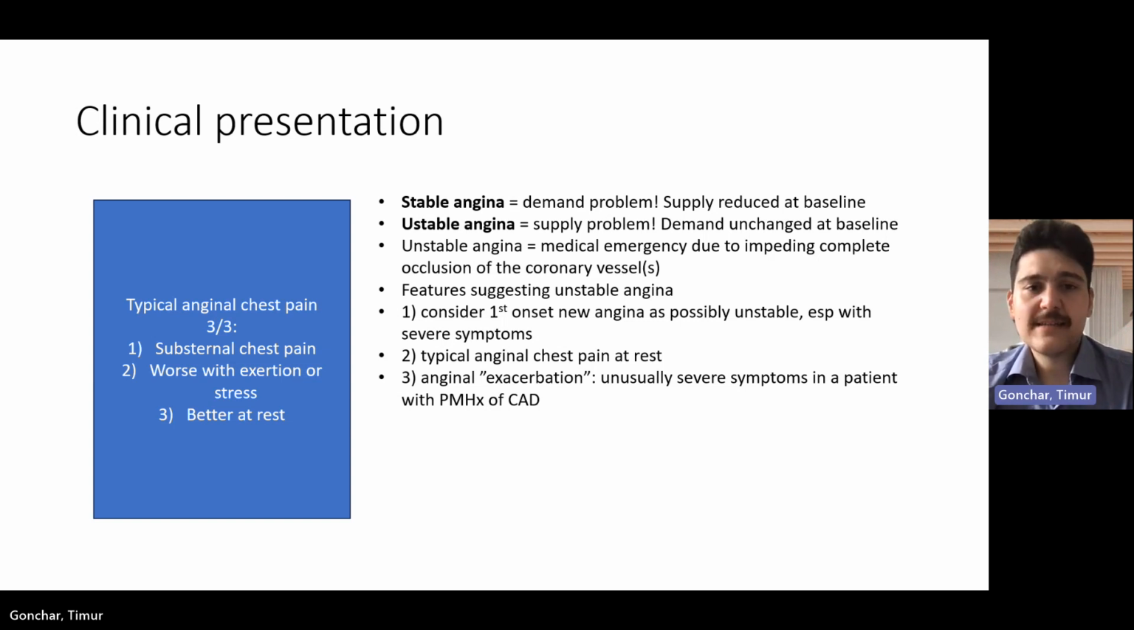We can also think about unstable angina as anginal exacerbation. We all know about COPD or asthma exacerbation. This is kind of similar. You just have atypically severe symptoms in a patient with a past medical history of coronary artery disease.